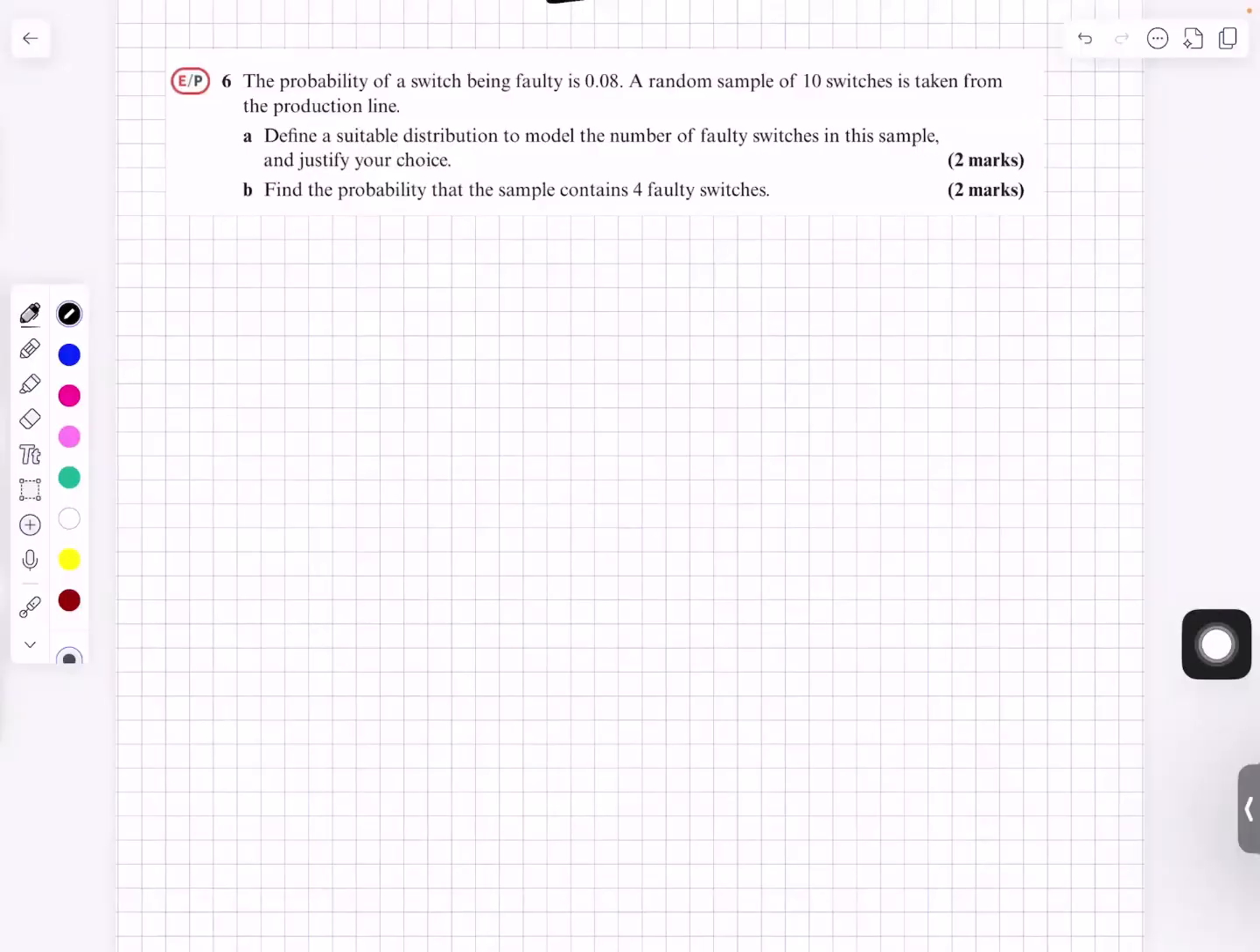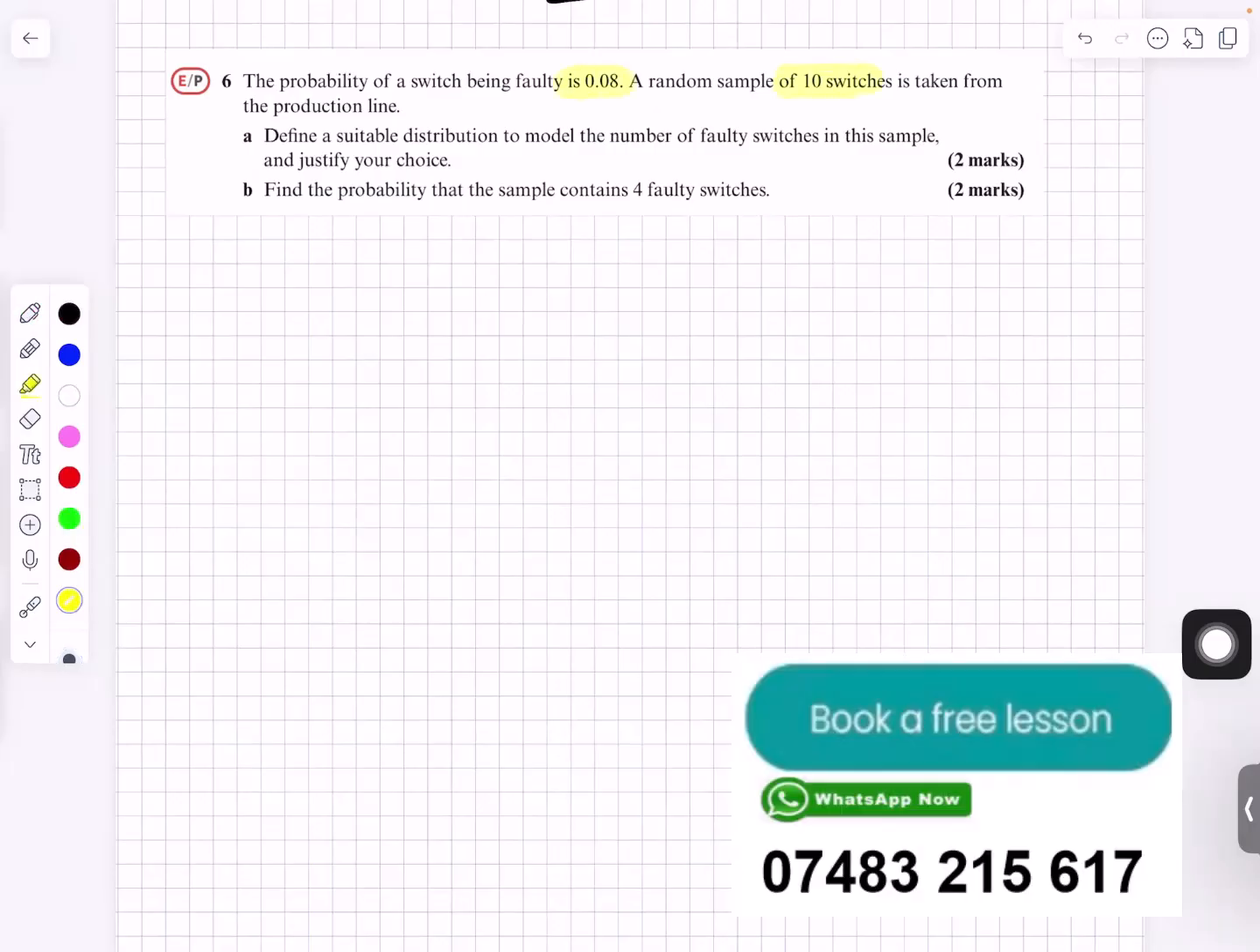Okay, read the question, please. The probability of a switch being faulty is 0.08. A random sample of 10 switches is taken from the production line. A: Define a suitable distribution to model the number of faulty switches in this sample and justify your choice. B: Find the probability that the sample contains 4 faulty switches.